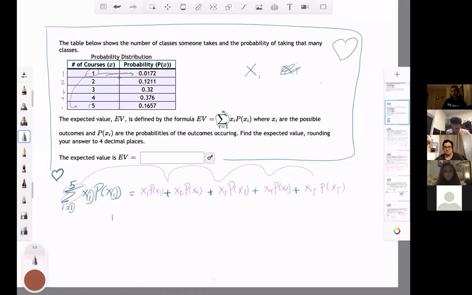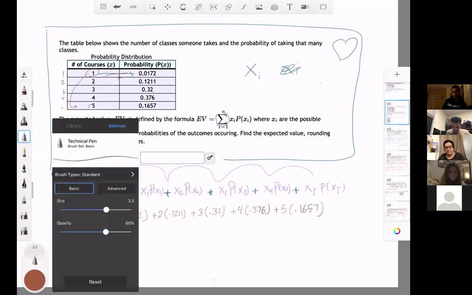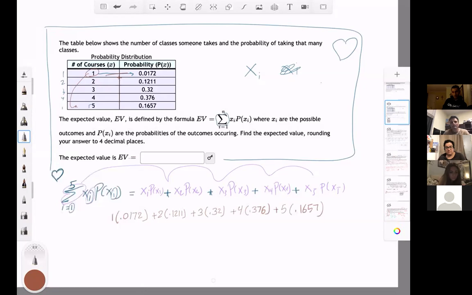So we have 1 multiplied by 0.0172 plus 2 times 0.1211 plus 3 times 0.32 plus 4 times 0.376 plus 5 times 0.1657. All right. This is what we write. Now we're going to use a calculator. 1 times this.